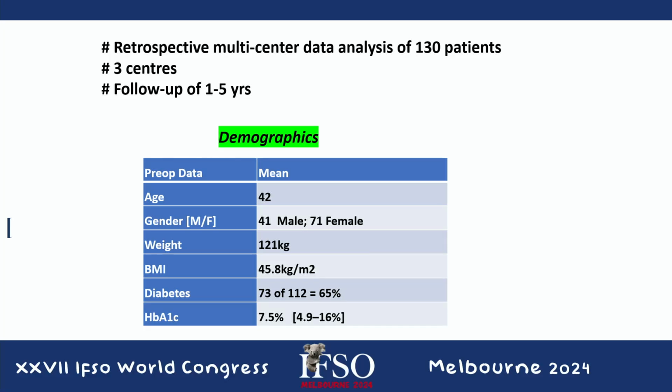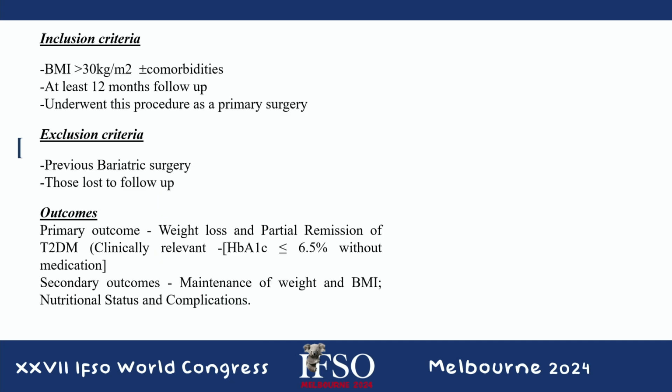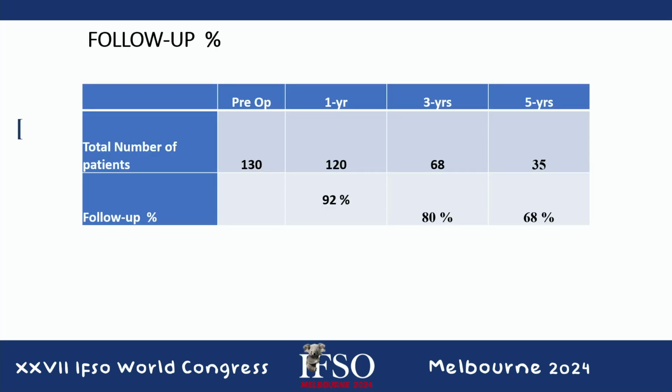In the data we have, we have multi-center data from 3 centers, and here you can see the mean BMI is 45. Diabetes was there in 65% of the patients, with a mean HbA1c of 7.5%. The inclusion was that BMI had to be more than 30, at least 12 months follow-up, and was a primary surgery. The follow-up was quite good at 3 years of 80% and 5 years of 68%.